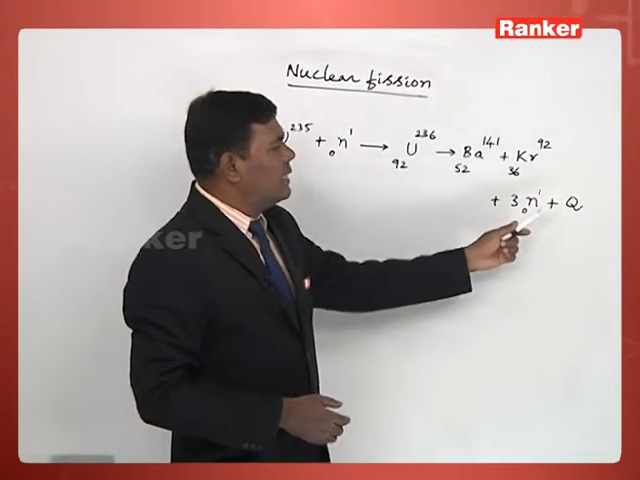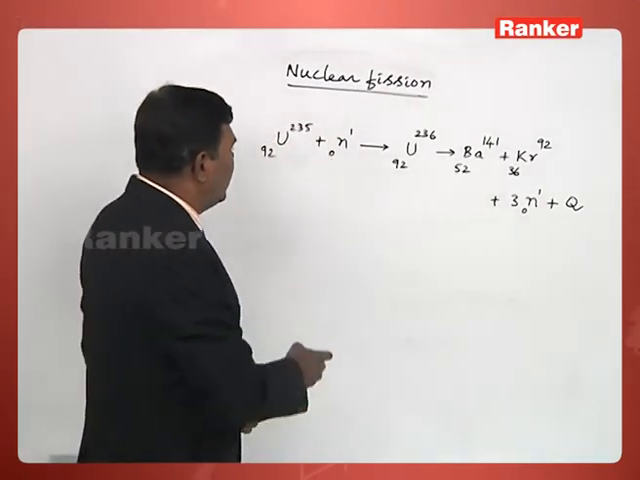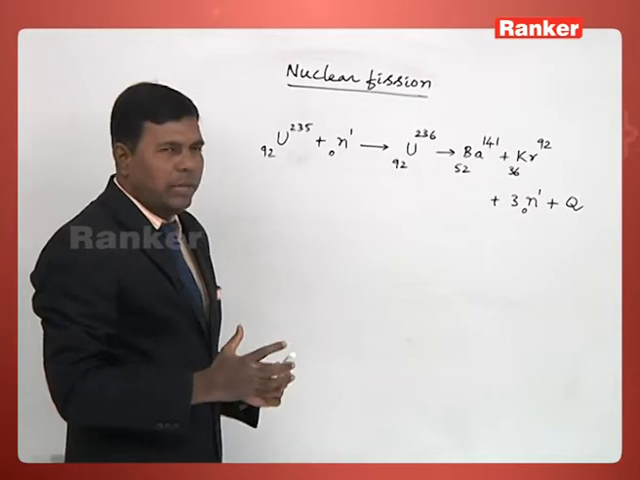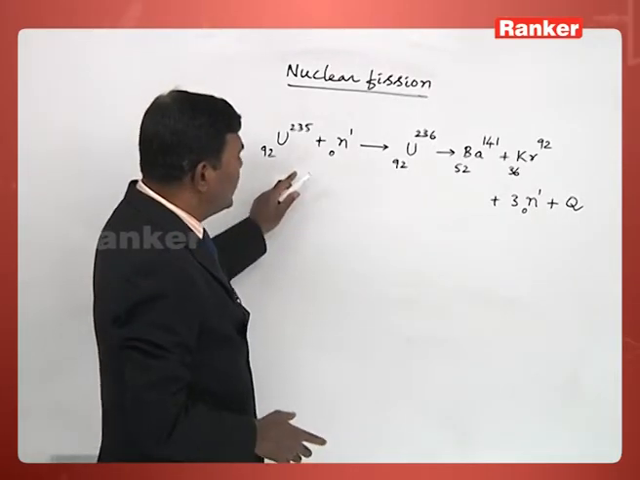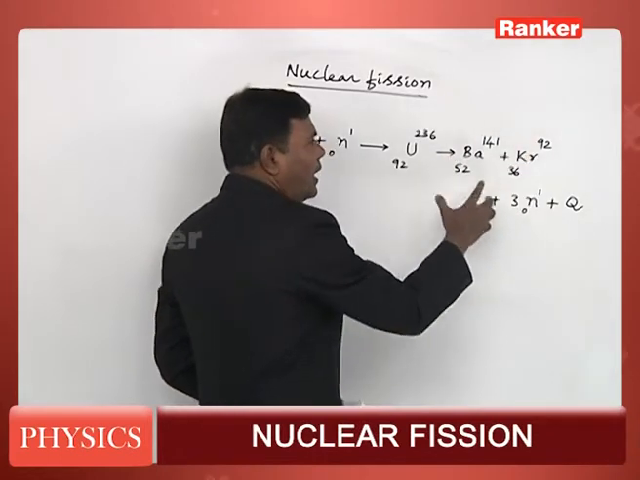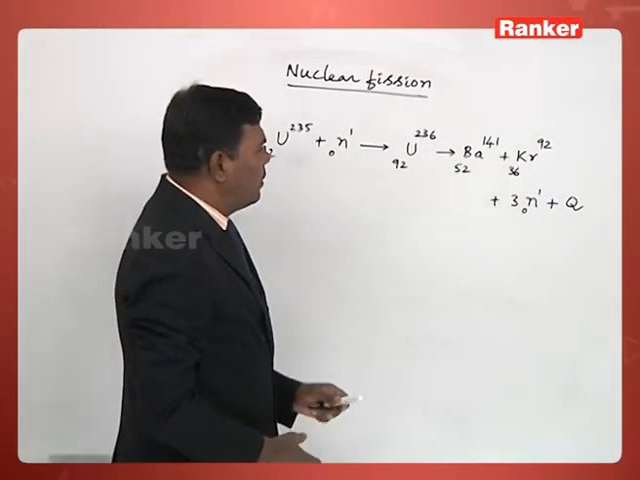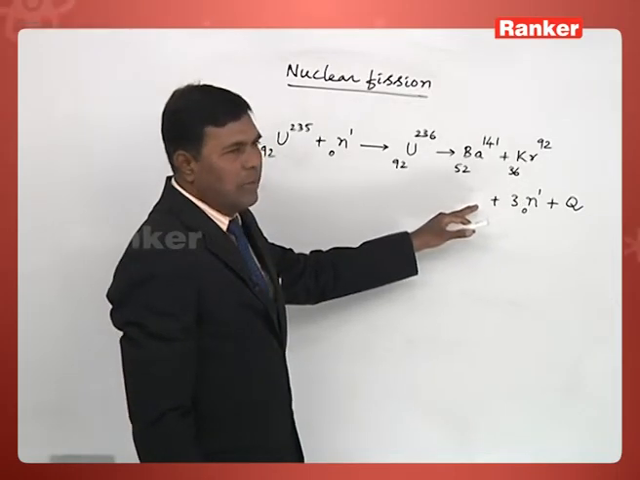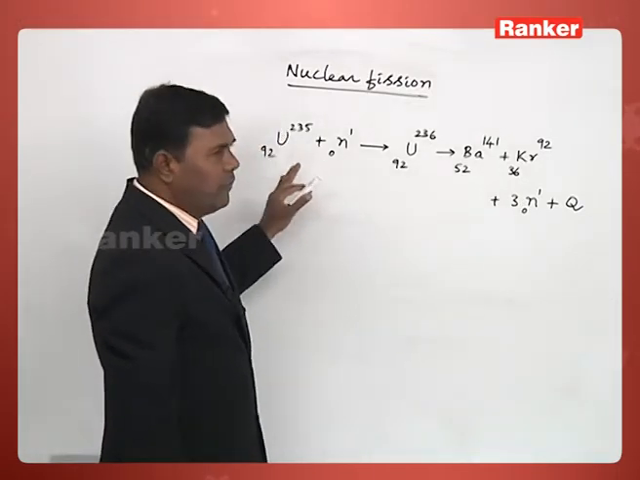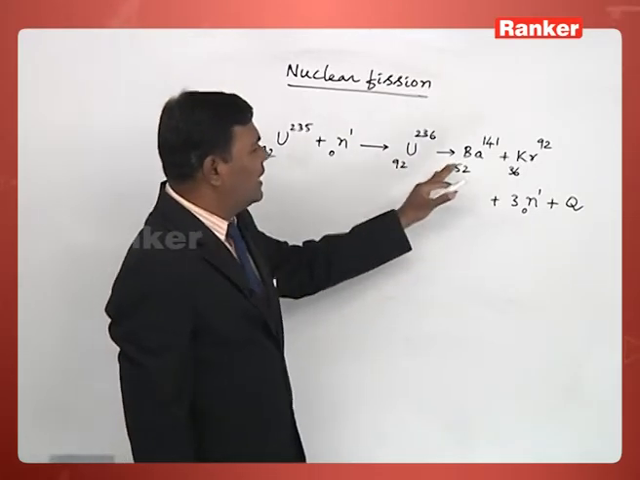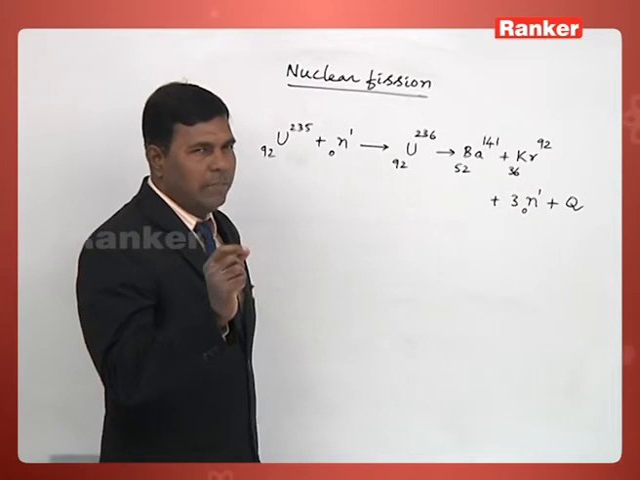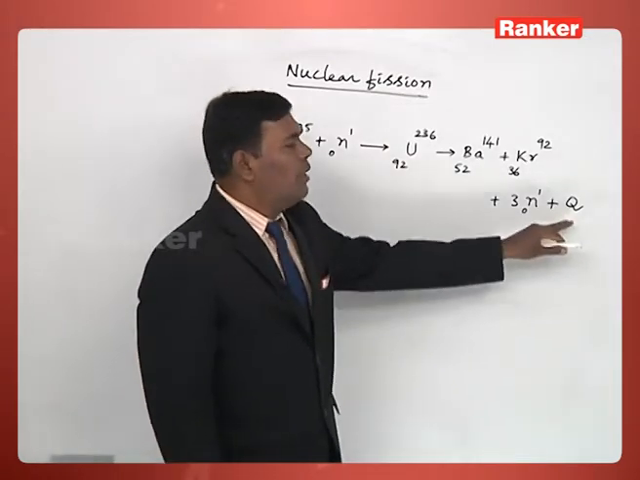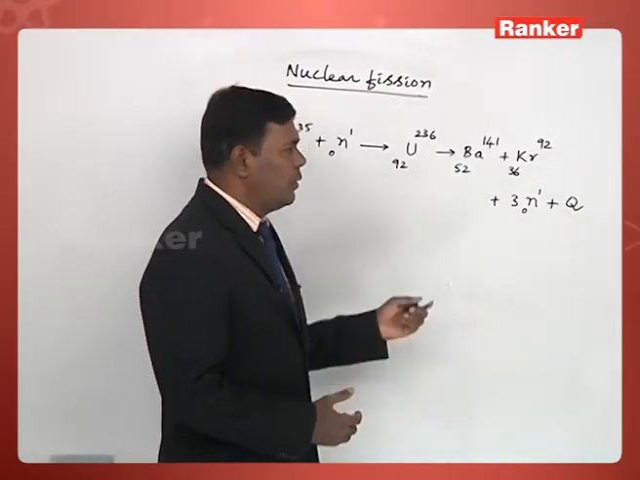Where that amount of energy comes from is this: if you determine the mass of the interacting nuclei before the fission process, that mass is large when compared to the products obtained after the fission process. The products are barium, krypton and three more neutrons. If you calculate the total mass of both, it is observed that before the fission process the mass is more than the mass of the product nuclei. The difference in mass is converted into energy according to Einstein's equation, E equal to mc square, and that is what we got here, the energy Q, the Q value.